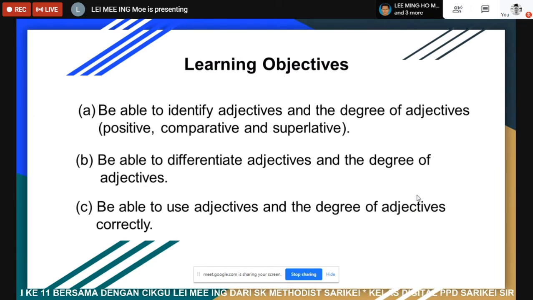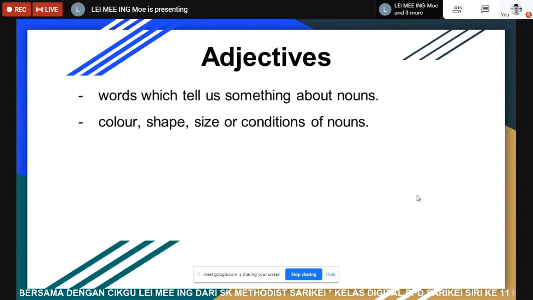So first, you need to know what are adjectives. Adjectives are words which tell us something about nouns. It means that you describe a noun. So nouns here are maybe the people, animals, or things. So we have adjectives on color, shape, size, or condition. The condition here includes maybe our behavior, feelings, or materials of the things.